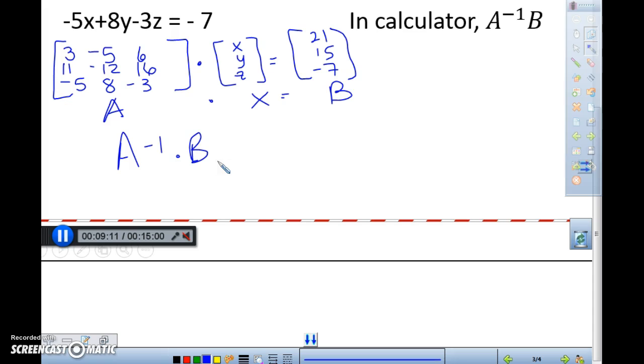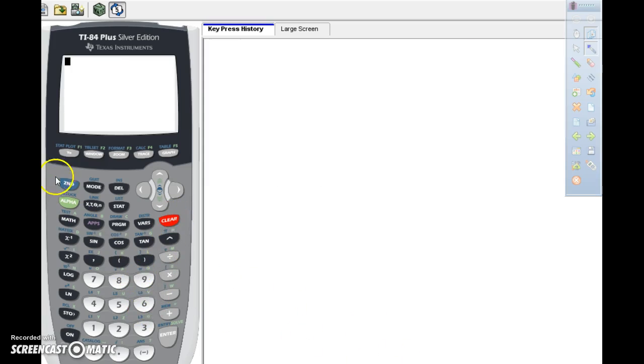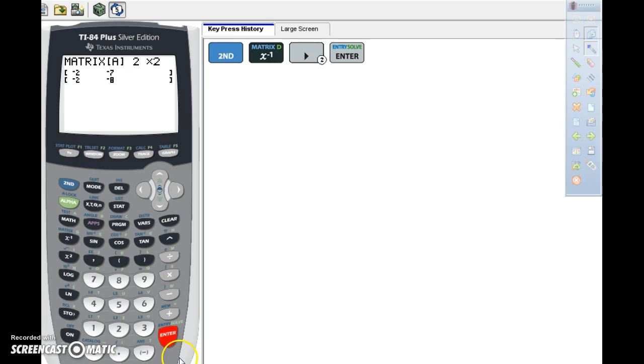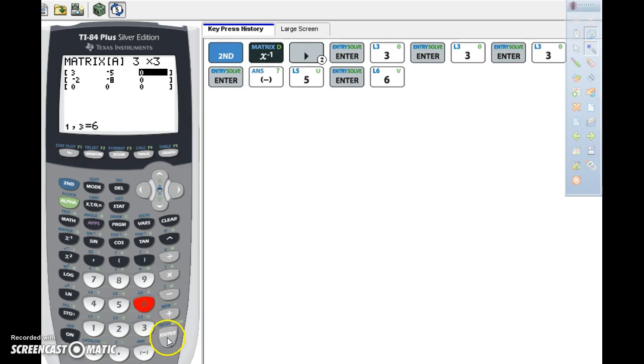All right, so A and B. So put in A and B in your calculator. And does everybody have it written down? Am I ready to go? Okay. So let me clear this out. Second, x little negative 1. Go over to edit. And put in your matrix A. How big is matrix A? 3 row, 3 column. 3, negative 5, 6.